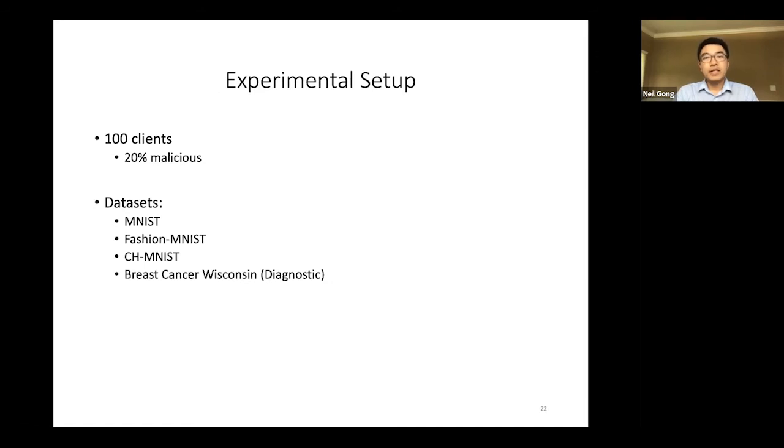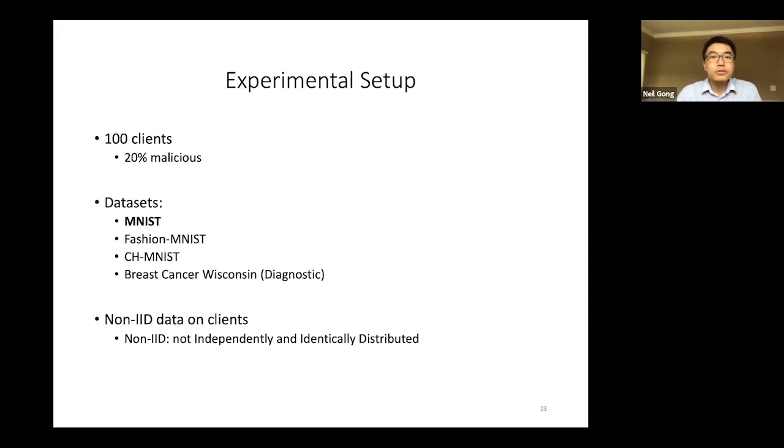In our experiment, we assume there are 100 clients in total, and 20 of them are malicious. We evaluated our attacks on multiple data sets. A unique characteristic of federated learning is that the client local data are often non-IID. Therefore, we distribute a data set to the clients such that the clients' local data are non-IID. Next, I will show you some experimental results on MNIST, which is a popular benchmark data set in machine learning. The results on the other data sets can be found in our paper.